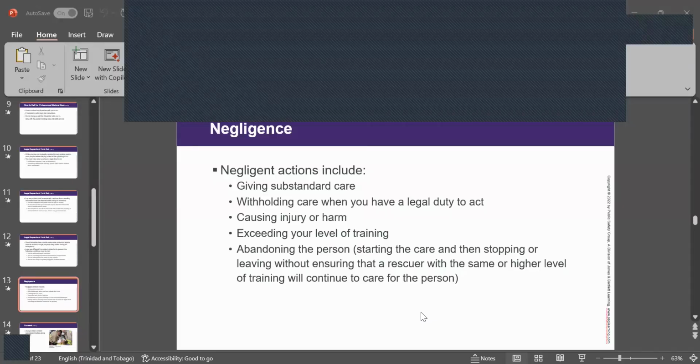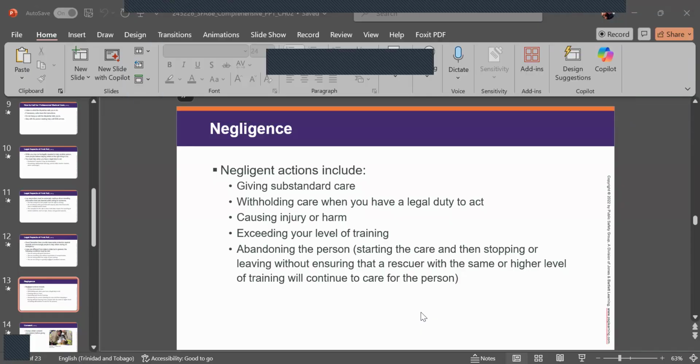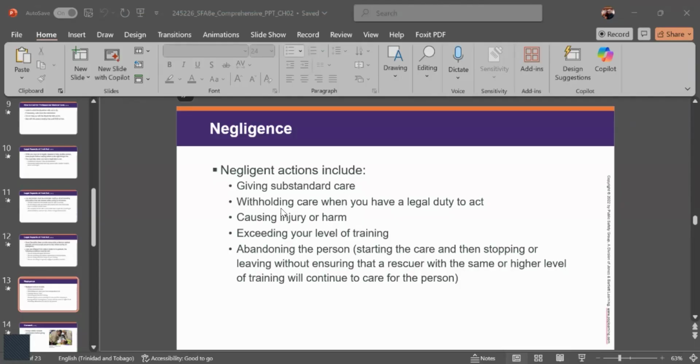Right. Negligence. We've seen a couple of times on the news where somebody died in hospital, and suddenly there are accusations of negligence flung all about the place, which happens. But we can't just say or confirm somebody has been negligent without due process and investigation to identify the facts surrounding the situation. When we look at negligent actions, and of course we want to stay within the realms of first aid for now, we're speaking about giving substandard care.